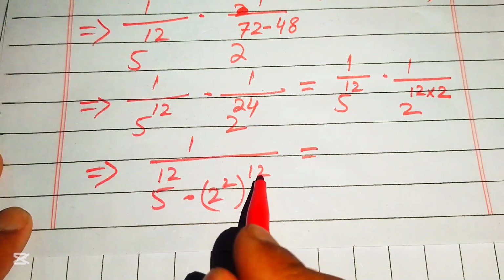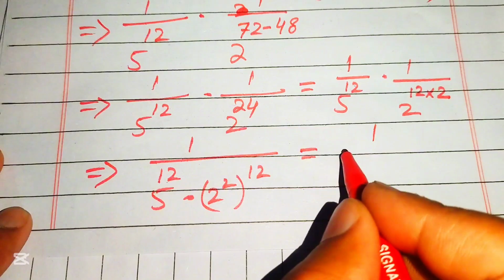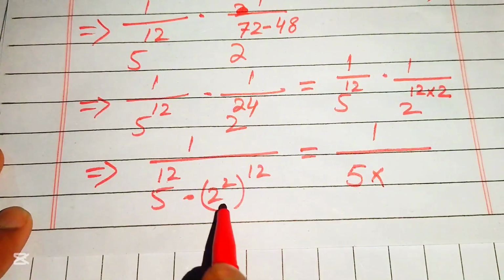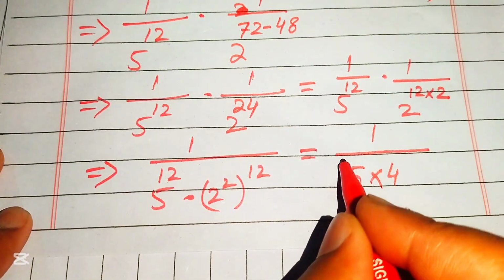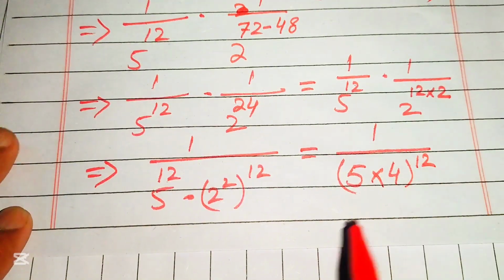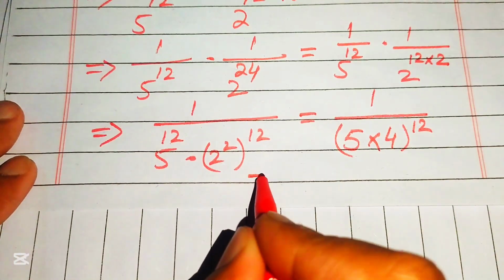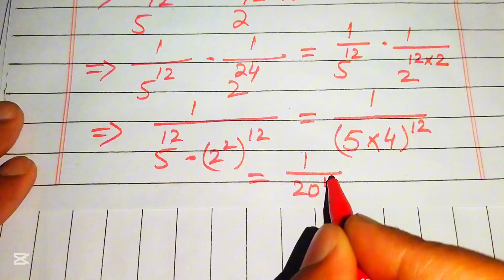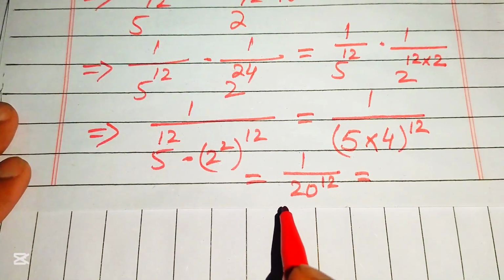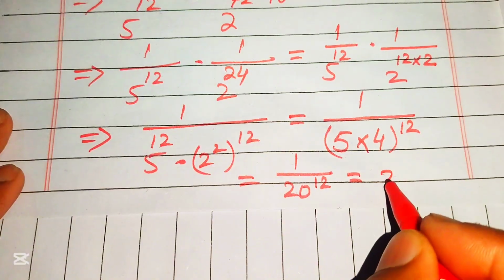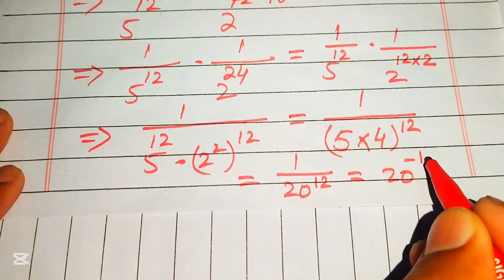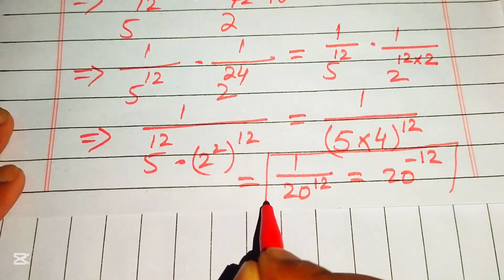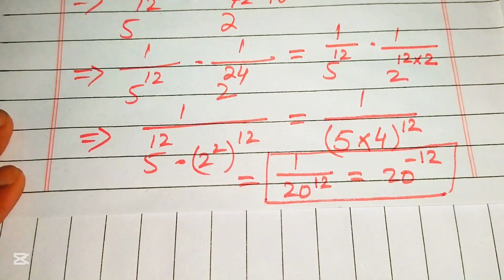So you see here these two exponents are the same, so we combine these two and it will be written as 1 over 5 multiplied by this 2 squared, which equals 4, and its whole exponent is 12. So you see here 5 times 4 becomes 20 to the power of 12. So this is our final answer, and now we write this answer in another form. This is 20 to the power of minus 12. So this is the final answer of this question which we get from the first method.